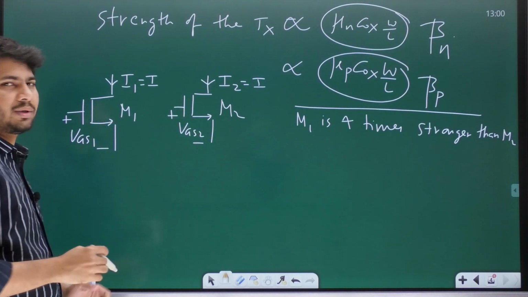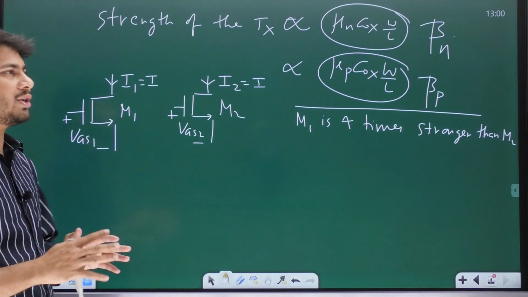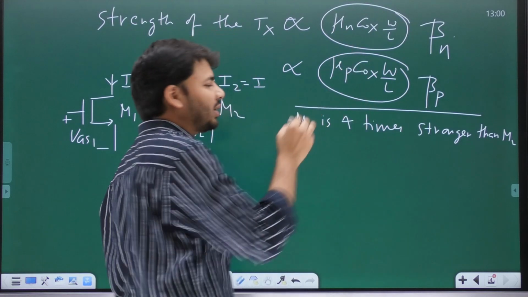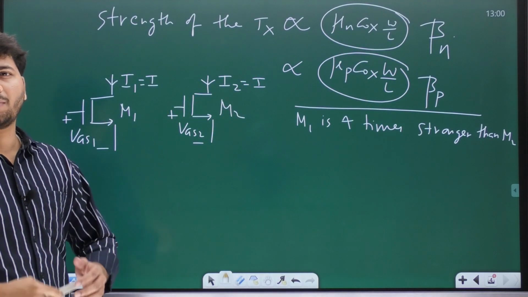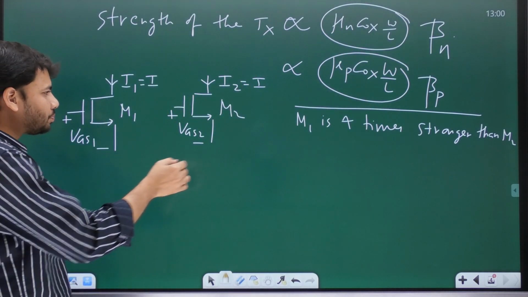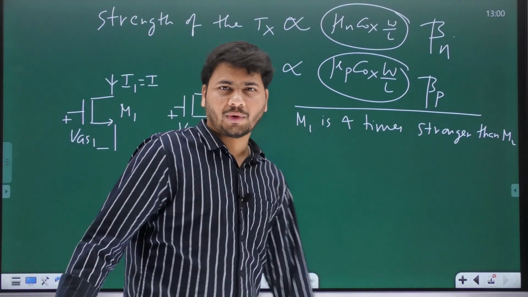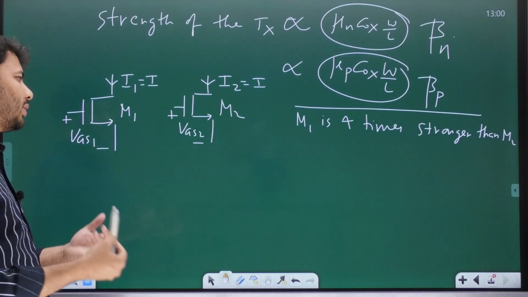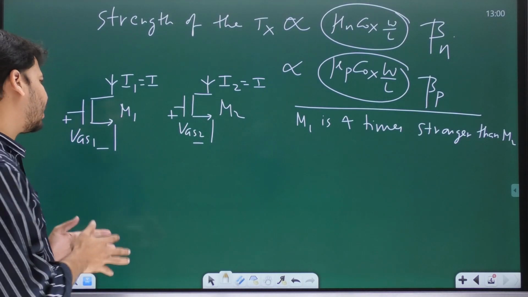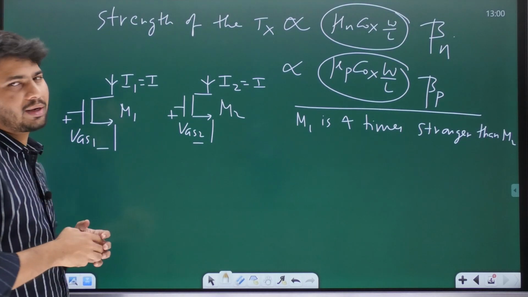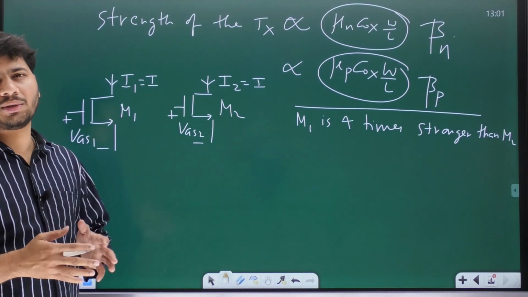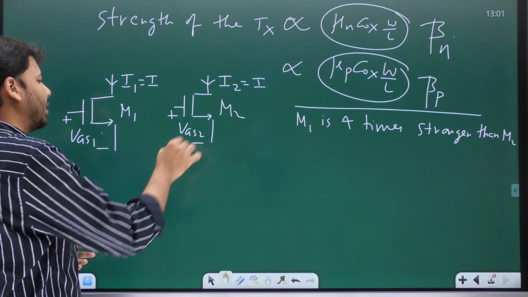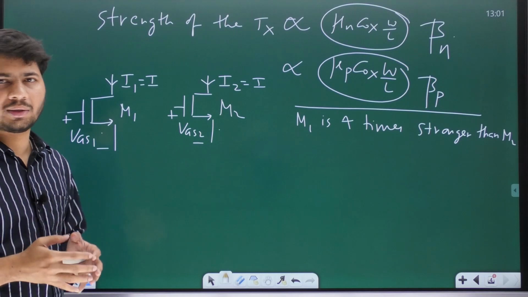Here we have two transistors which are not identical. Identical means having the same strength. It means mu Cox W by L has to be the same for both transistors. But here I am saying M1 is 4 times stronger than M2, and both the drain currents are equal, or both the transistors are carrying the same current. And the question is, for which transistor is the gate to source voltage going to be higher? Is it for the stronger transistor or for the weaker transistor?